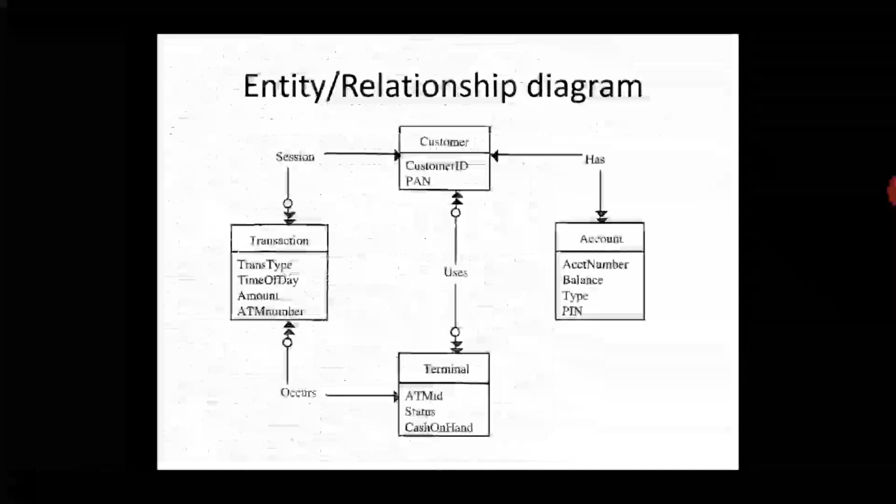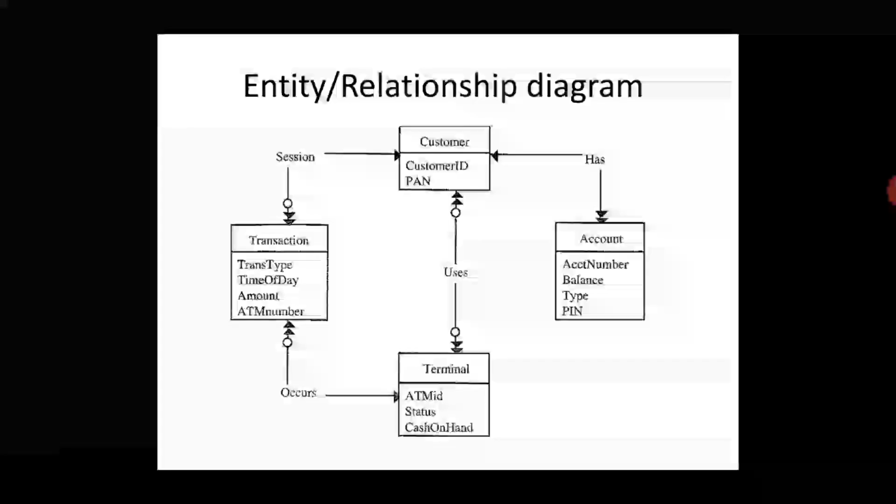Okay, this is the entity relationship diagram with respect to that approach. Here also there is a concept of database. People might know, right? The customer has account, the customer has session transaction, and also the customer uses terminal. So here the transaction occurs at the terminal. These are all bidirectional approaches, right? So this is the entity relationship diagram with the customer.